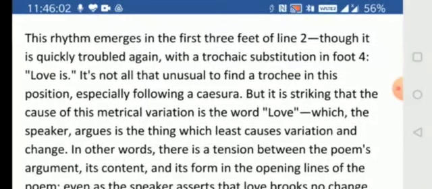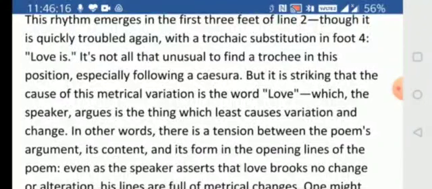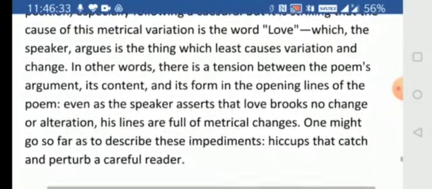This rhythm emerges in the first three feet of line 2, though it is quickly troubled again with a trochaic substitution in foot 4, "love is." It is not at all unusual to find a trochee in this position, especially following a caesura. But it is striking that the cause of its metrical variation is the word "love," which the speaker argues is the thing which least causes variation and change.